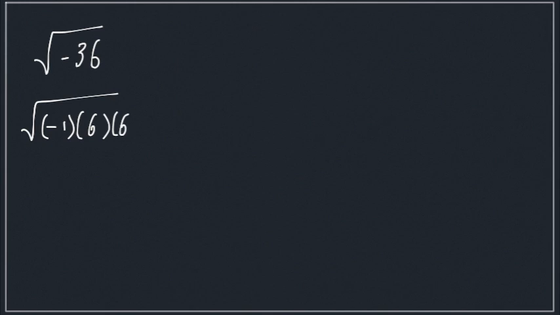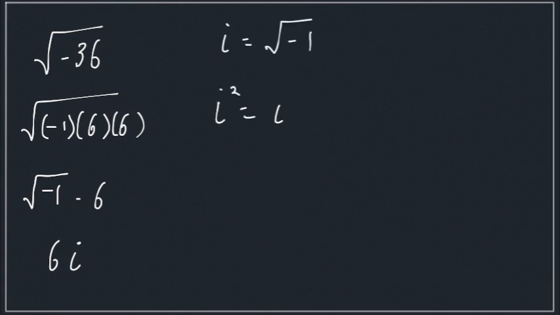We can first factorize it as square root of negative 1 times 6 times 6. Since we have a pair of 6, we can take it out of the square root. We will have square root of negative 1 times 6. Square root of negative 1 can be written as i. We can also figure out a few other values of i. For example, i squared can be written as i times i or negative 1.